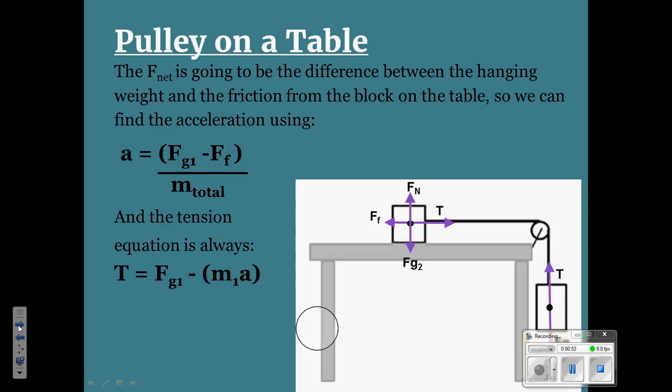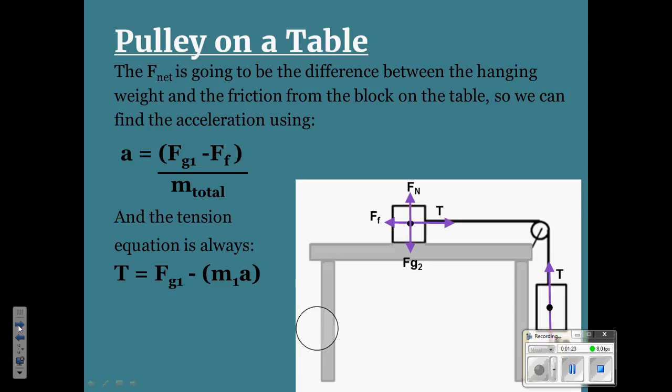So now that we have friction that we have to account for, we are going to calculate our acceleration by taking the F of g minus the F of f. And we're still going to be dividing that by the total mass of the two blocks. The tension equation is still tension equals F of g1 minus m1 times the acceleration that you just calculated.